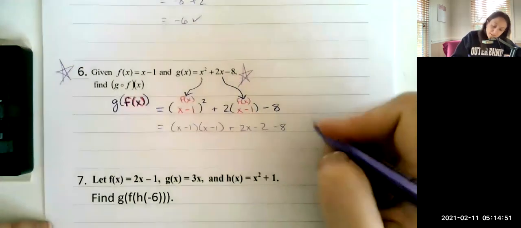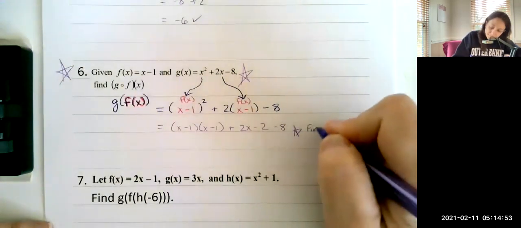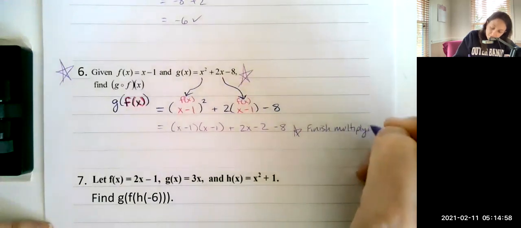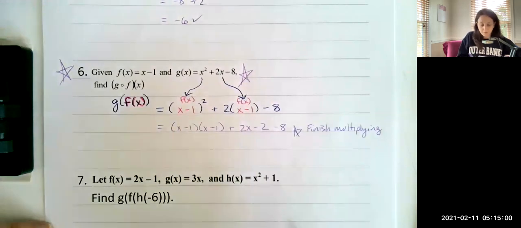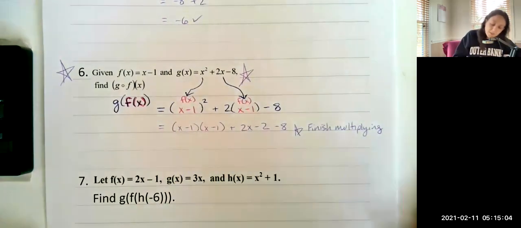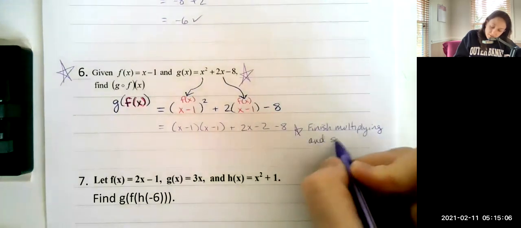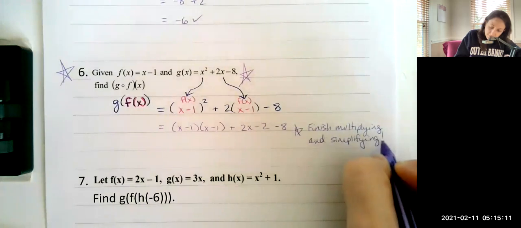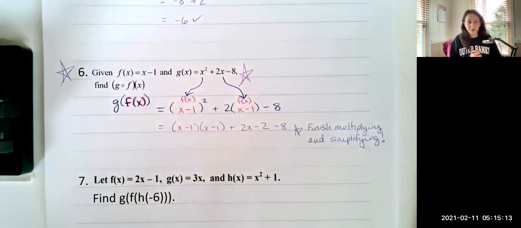Your job is to finish multiplying. You might want to use FOIL if you don't remember quite how to multiply this out. Look up how to use FOIL. And simplifying. All right, so that's your job. That's what I'm looking for.